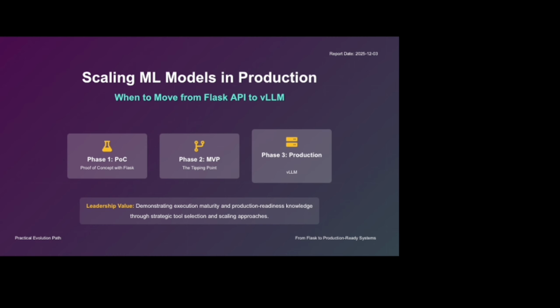The discussion is broken down into three phases. Phase 1 is the POC, followed by the MVP, where we'll talk about the tipping point and the factors that make us pivot, and eventually the production stage, which covers phase 3 of our talk today. The takeaway for leadership is that a product leader will be able to demonstrate execution maturity and gain production readiness knowledge through strategic tooling selection and scaling approaches. In other words, a person will understand where the limitation comes in, where we hit the ceiling at the POC phase, and what tools and criteria we need to evaluate when we move to the production stage.